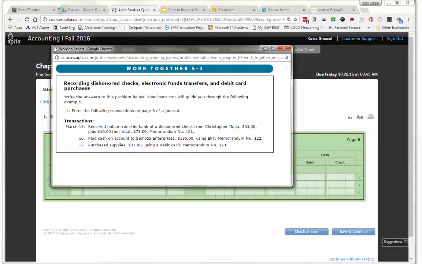All right, chapter 5 is dealing with kind of bank stuff so far. Section 5-1, we dealt with endorsements. We have blank endorsements, restrictive endorsements, and special endorsements. Blank endorsements are where you just sign your name on the back of it, and if you sign your name, then anyone can cash it.